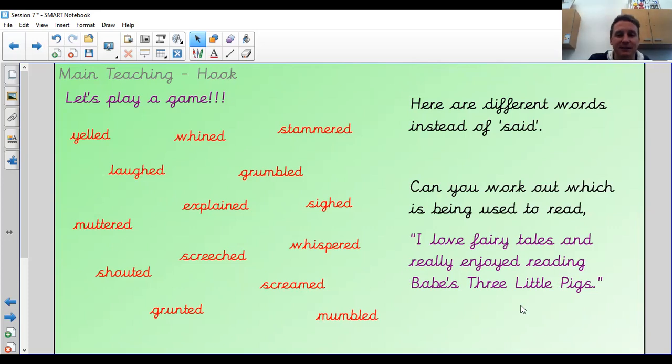So let's have a go. I'm going to read that again, but I'm going to choose a different way to do it in. Ready? So let's go. I love fairy tales and really enjoyed reading Babe's Three Little Pigs. Okay, how did I say that? Which one of these words did I say it in? How did I say it? So pause the video and have a think if you need to. Okay, well done. If you said the word whispered, I said it in a whispered voice.